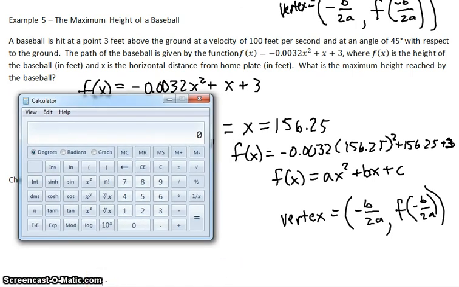So I have negative 0.0032 times 156.25 squared, so I'm multiplying it by 156.25 again, plus 156.25 plus 3. Just to check to make sure the book coincides with what I have, you should get 81.125.